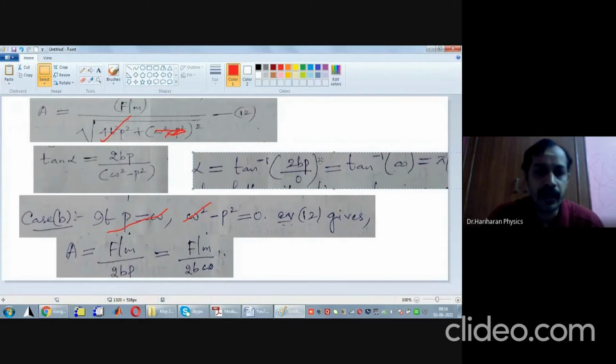Look here, if omega is equal to P, can you see here? So let me take the brush. If omega is equal to P, then omega square minus P square is 0. Therefore, 2bp by 0 is what? Any finite quantity by 0 is infinity. Therefore, alpha will be equal to tan inverse of 2bp by 0. What is tan inverse of infinity? It is pi by 2. Okay, 90 degrees. Not pi, it is pi by 2.